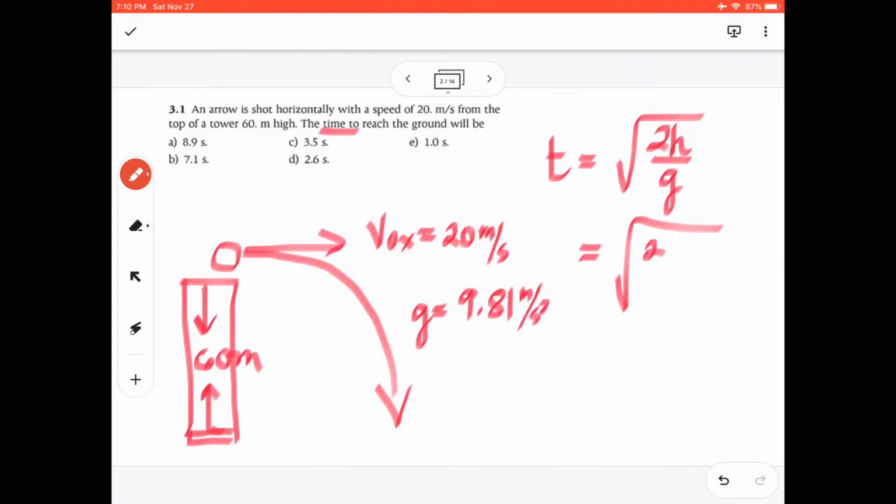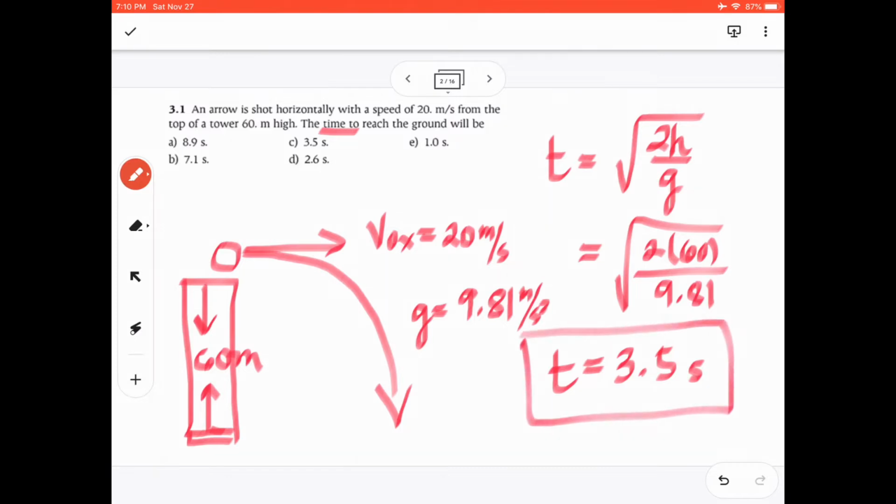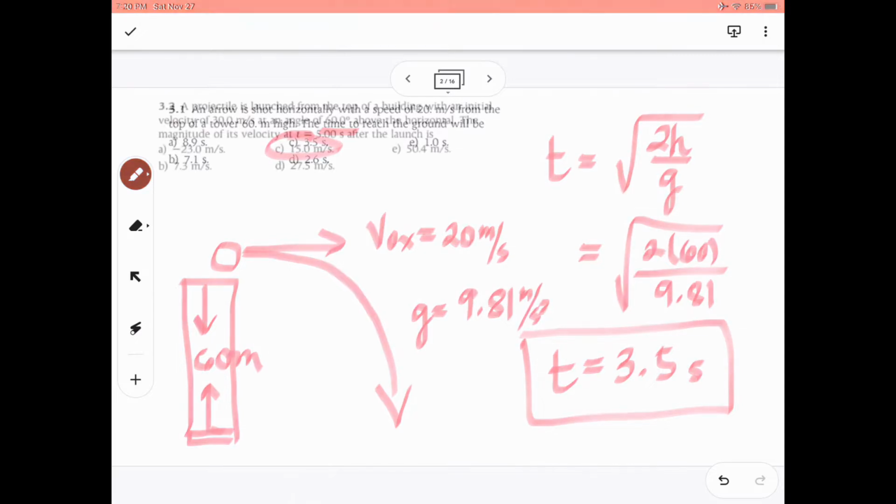So 2 times the h, which is 60 meters, divided by 9.81. Then get the root for that. The t will be equal to 3.5 seconds to two significant figures. T equals 3.5 seconds, and that would be letter C.